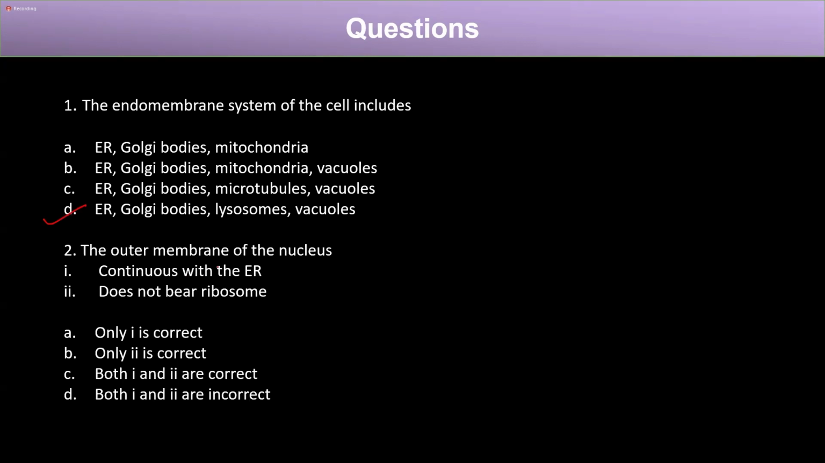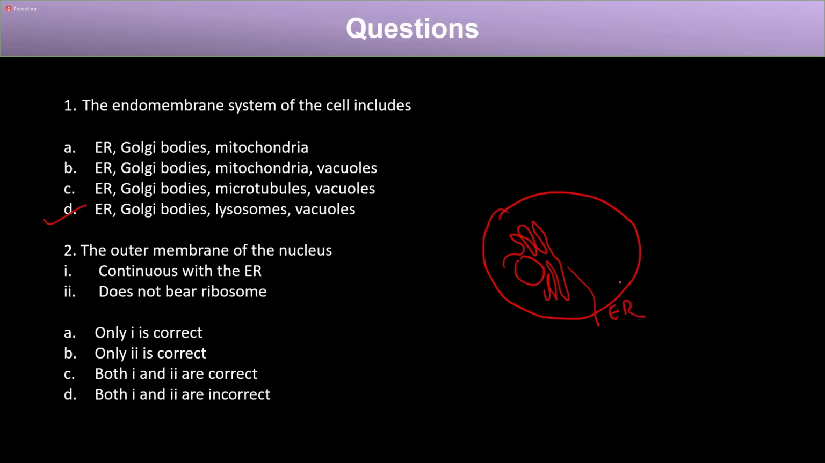The second is, the outer membrane of a nucleus is continuous with the ER, which does not bear ribosomes. If you remember the structure, you have a nucleus, and this is continuous with the nuclear envelope, and this structure is known as ER, right? So the first option is correct. However, the second option, that it does not bear ribosomes, is not true because the ER is further of two types, rough endoplasmic reticulum and smooth endoplasmic reticulum. The rough endoplasmic reticulum has ribosomes attached to it. So because of this reason, only option 1 is correct, right?